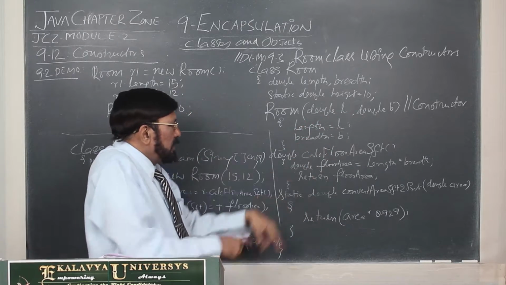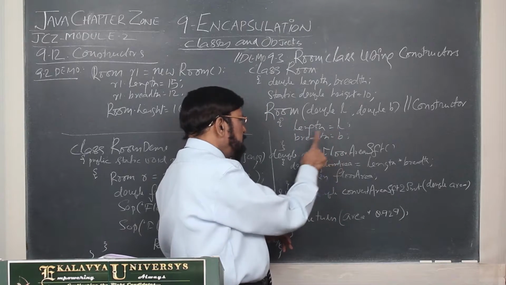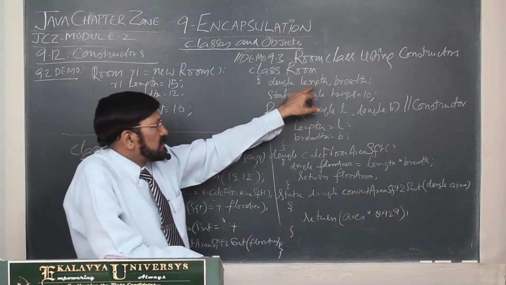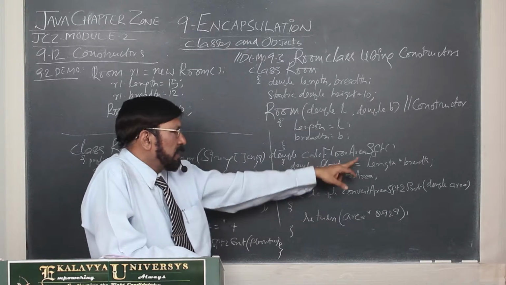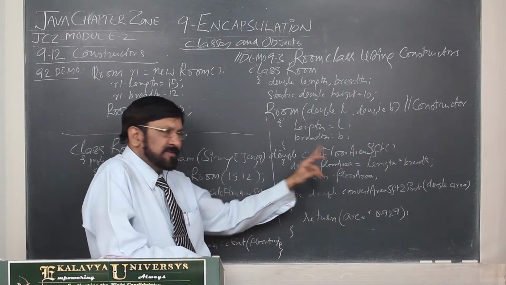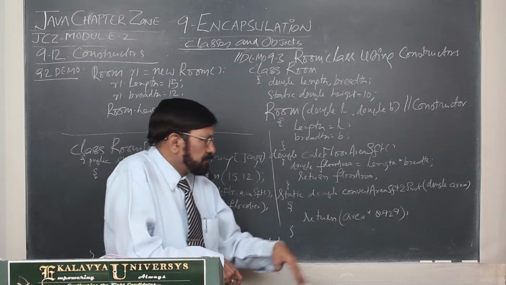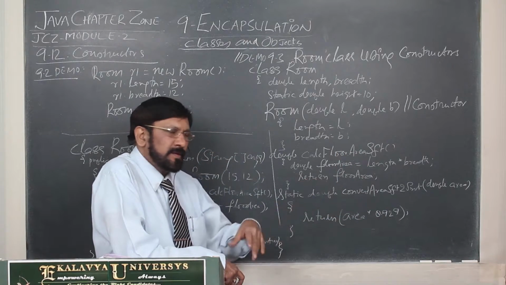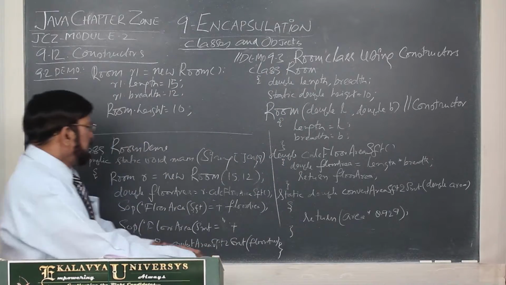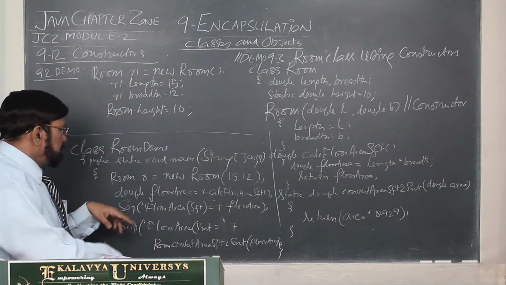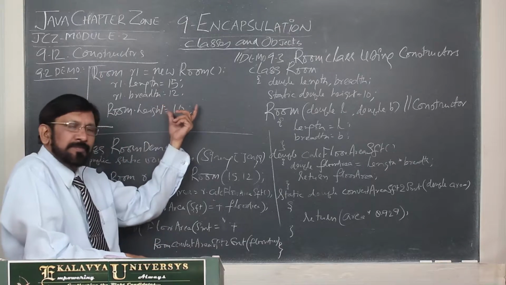Now, in turn, L is assigned to length, and B is assigned to breadth. By this, these instance variables are initialized. Thereafter, this is the same code I have written, calculate floor area SFT, that is the instance method. Thereafter, the static method, convert area SFT to SMT, and all this I explained in program 9.2. Okay, this is the blueprint class. Thereafter, come to the implementation class. In the implementation class, just this is the code we have written in the 9.2 demo.